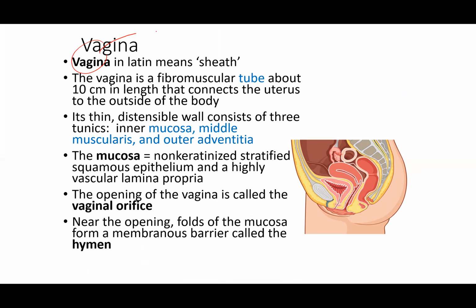Vagina translated means sheath. It does extend from the uterus down. It does have its own mucosal lining, a stratified squamous epithelium. Stratified means multiple layers.